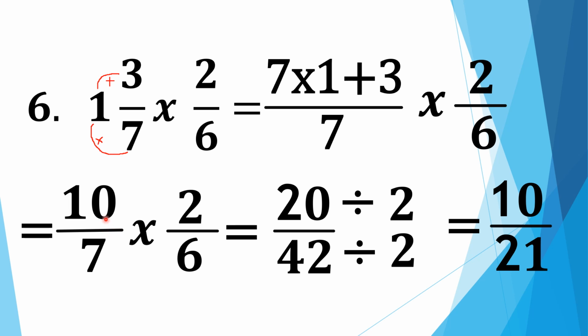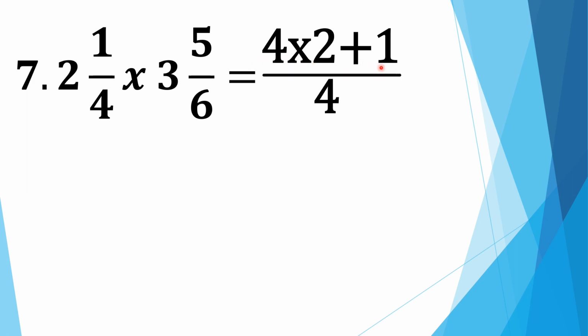Or, we can cancel 10 and 6. Let us divide by the common factor 2. So, 10 divided by 2 is equal to 5. 6 divided by 2 is equal to 3. So, 5 times 2 is equal to 10. 7 times 3 is equal to 21. So, the answer is the same. So, 1 and 3 over 7 times 2 over 6 is equal to 10 over 21.